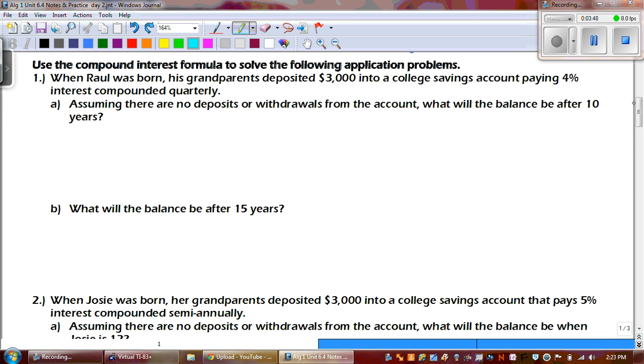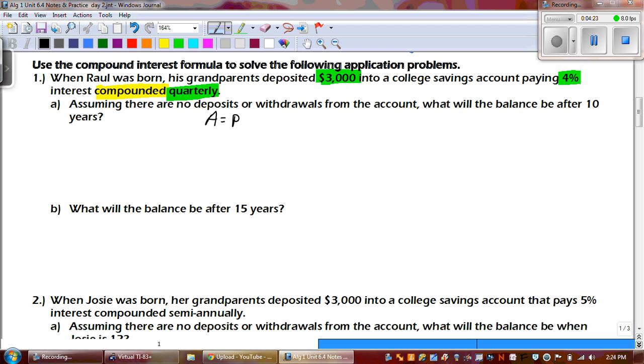It says use the compound interest formula to solve the following application problems. When Raul was born, his grandparents deposited $3,000 into a college savings account, paying 4% interest, compounded quarterly. Just remember that compounded is the key word saying that we need to do the compound interest formula.